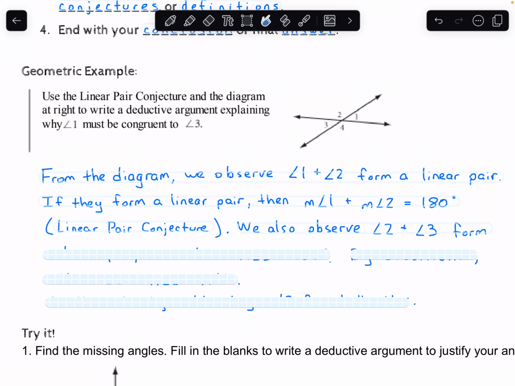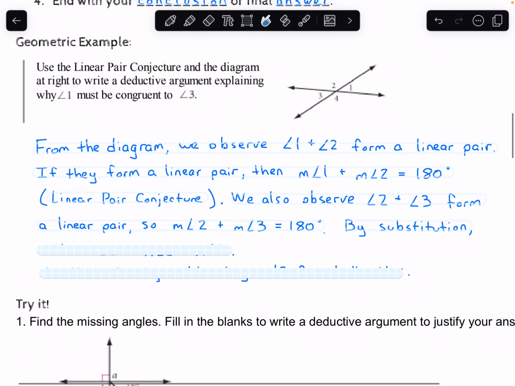We also observe angles 2 and 3 form another linear pair. So the measure of angle 2 plus the measure of angle 3 equals 180 degrees. I don't need to say linear pair conjecture again because it's the same, using the same property twice in a row. Then by substitution, so now I'm going to use an algebraic property. Notice that I've created some algebra equations in order to invoke this.